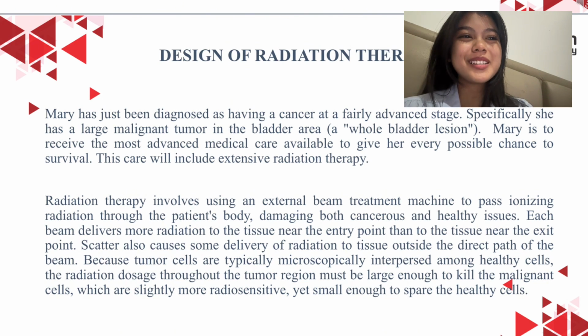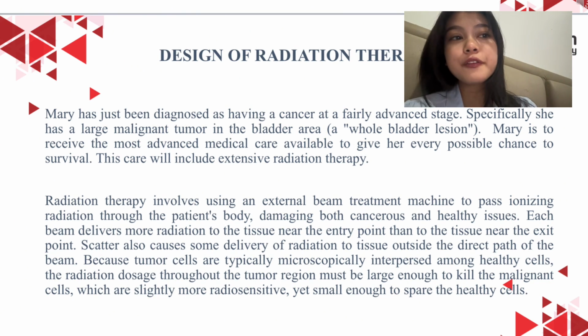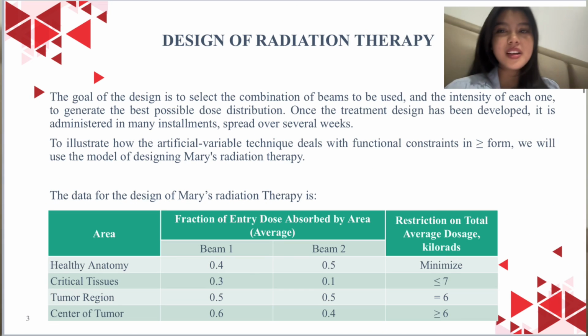microscopically interspersed among healthy cells, the radiation dosage throughout the tumor region must be large enough to kill the malignant cells, which are slightly more radiosensitive, yet small enough to spare the healthy cells. The goal of the design is to select the combination of beams to be used and the intensity of each one to generate the best possible dose distribution. Once the treatment design has been developed, it is administered in many installments spread over several weeks.